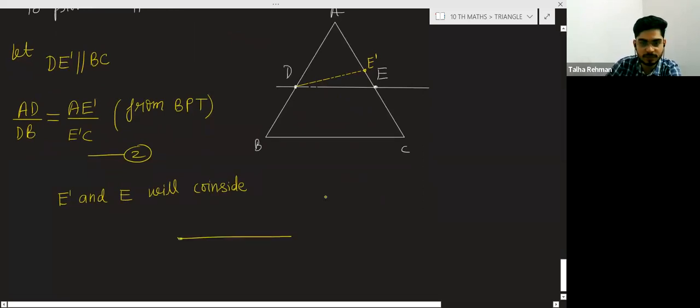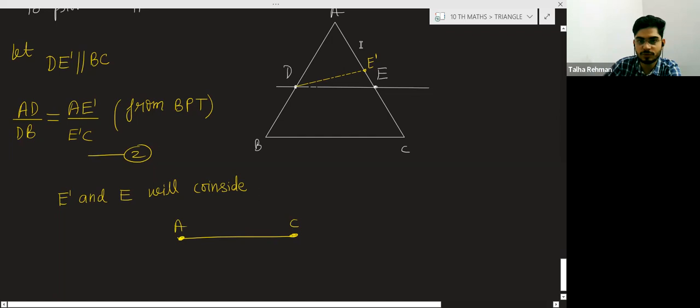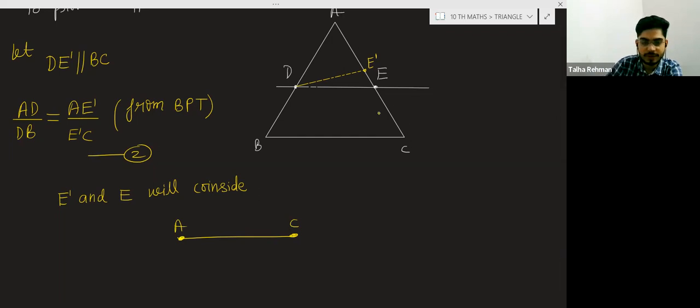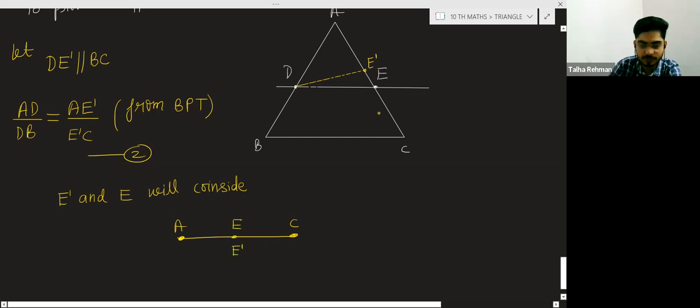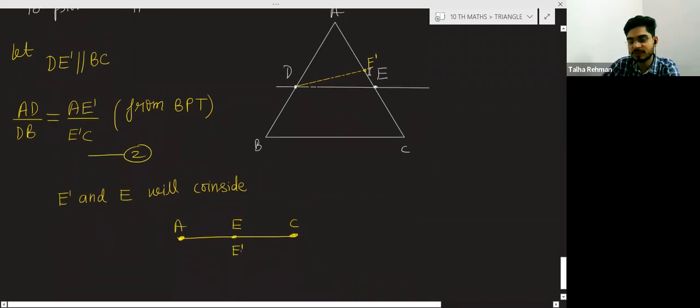Suppose this is your AC. What is AC? This is your AC. And here is E and here is also E dash. So you can say this DE will be parallel to BC. If this E dash is coinciding with E, it means this DE dash is parallel to BC.